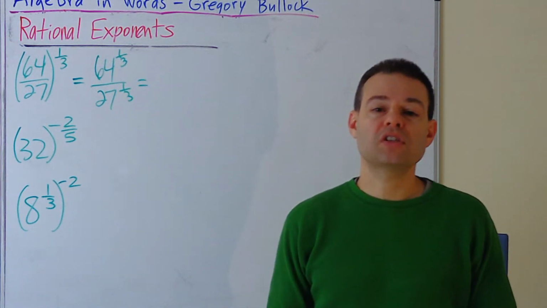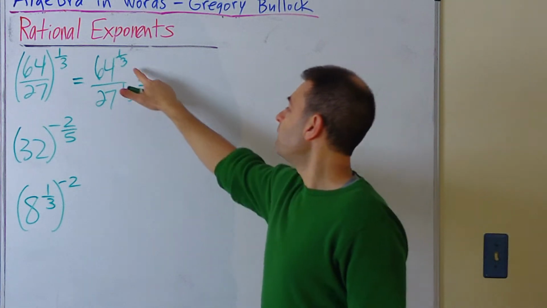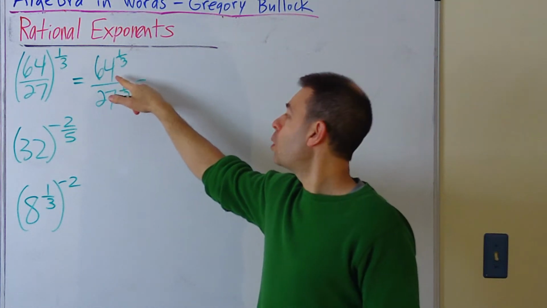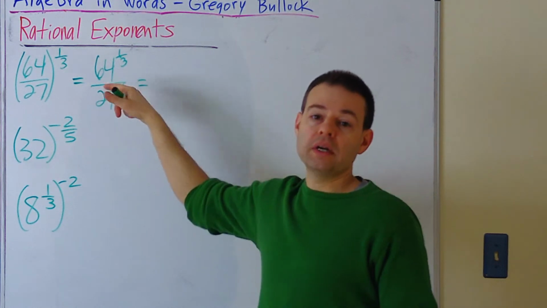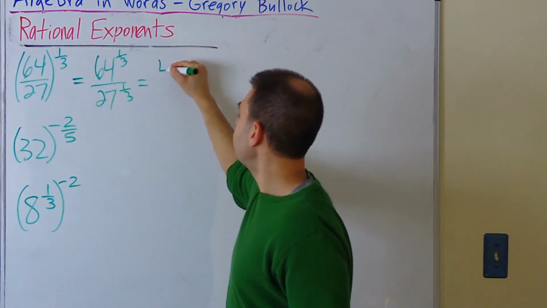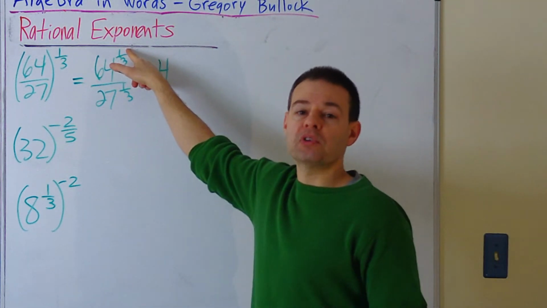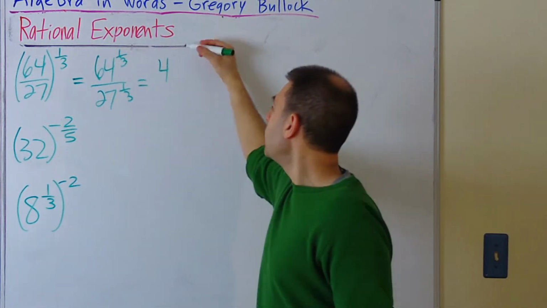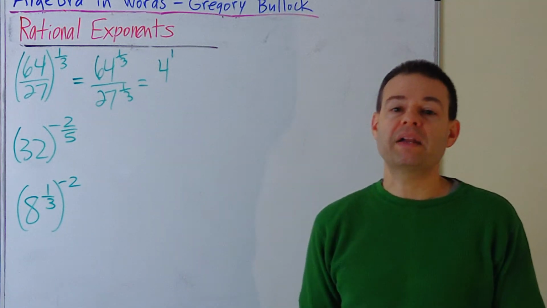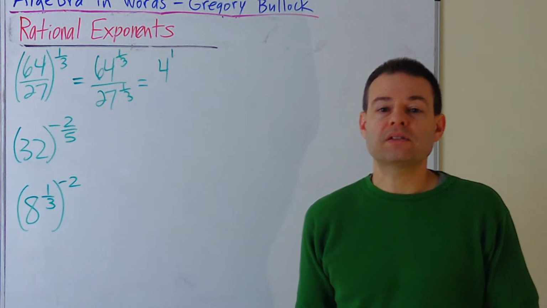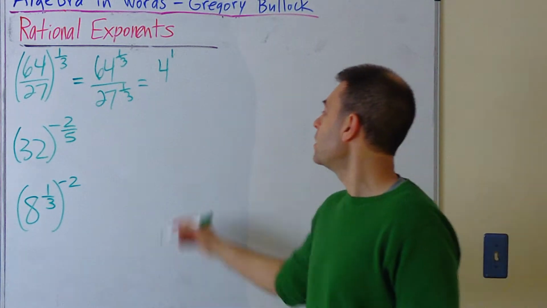Let's start with 64 to the 1/3. Now remember, the denominator 3 means the cube root. What is the cube root of 64? It's 4. So we're going to write 4. And since we technically did not use the power, or the numerator of the rational exponent yet, I'm going to leave the 1 there just to remind us to apply it. Obviously, it won't do much here, but it's to remind us to apply it for later examples.